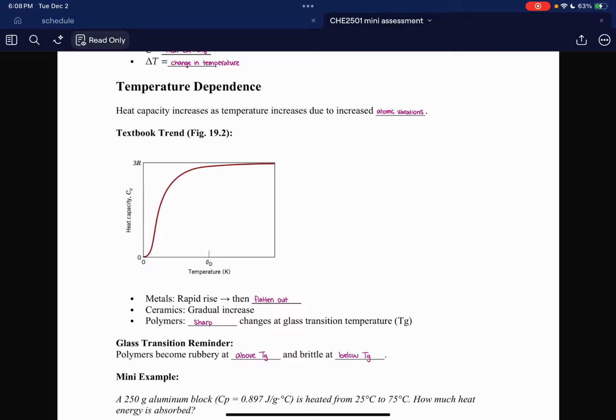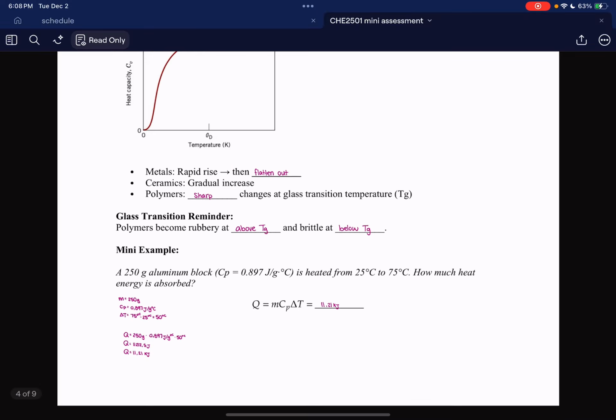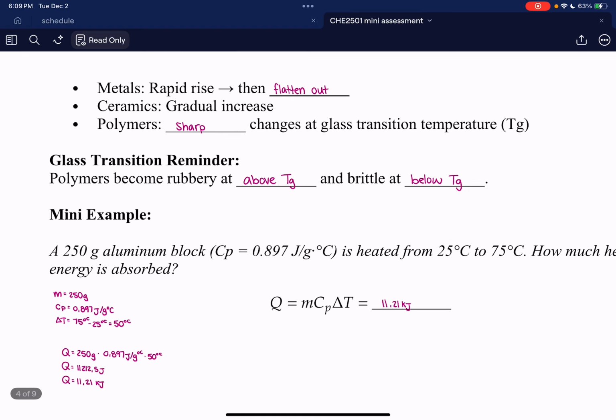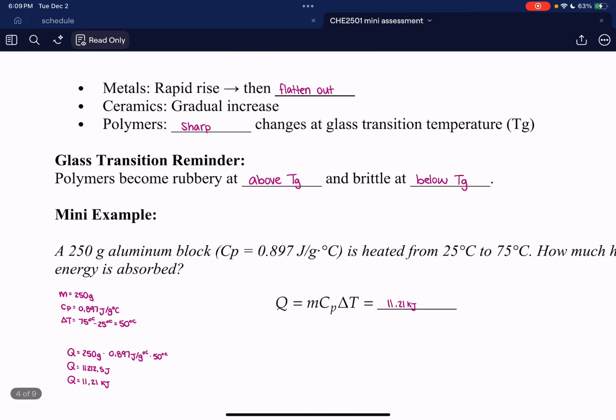From the graph I pulled out of the textbook, metals rapidly rise, then flatten out. Ceramics gradually increase. Polymers show a sharp change at the glass transition temperature, which is known as Tg. I put in a glass transition reminder that polymers become rubbery above Tg and brittle below Tg.